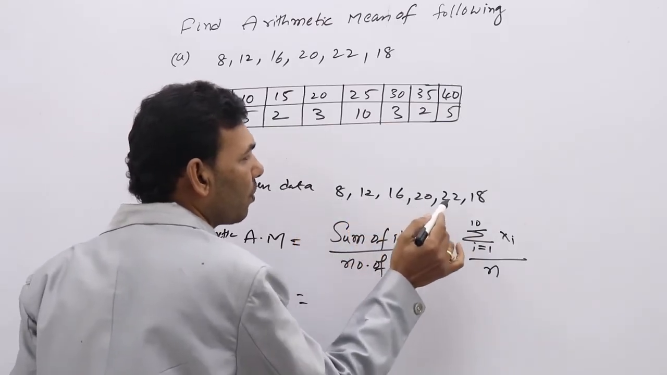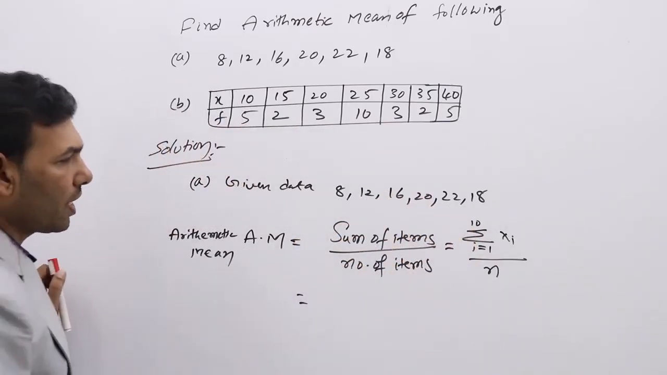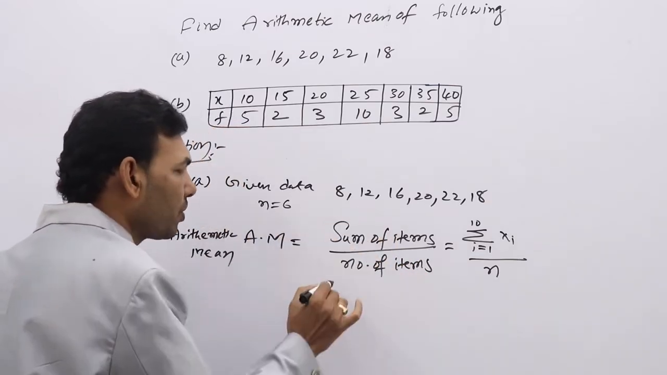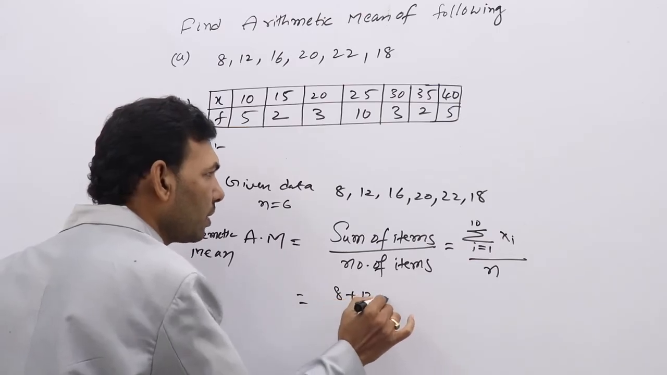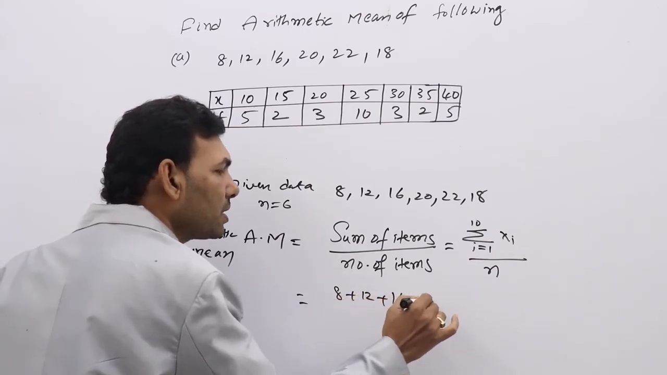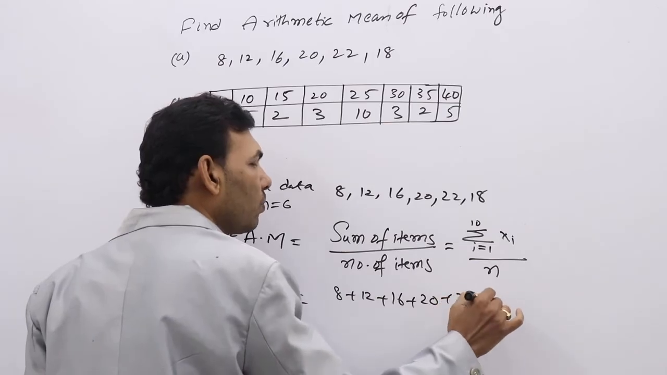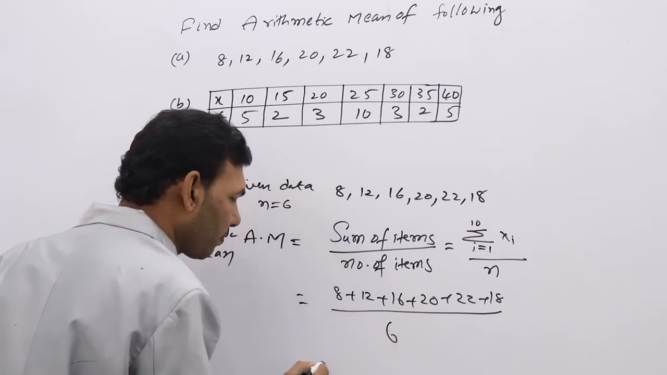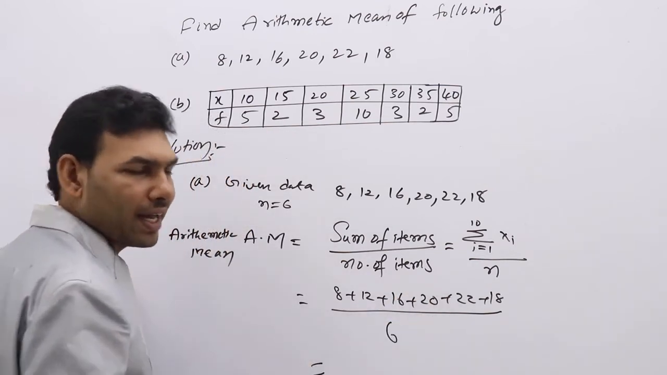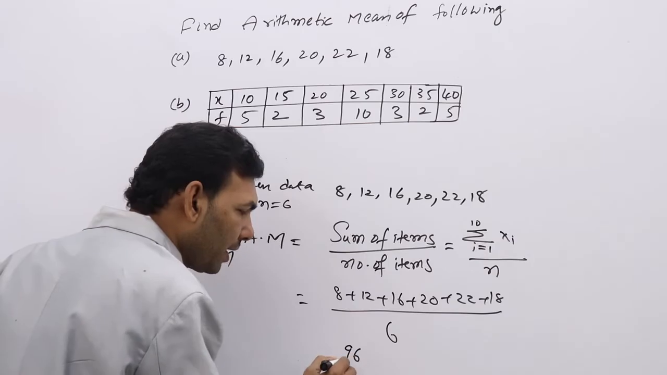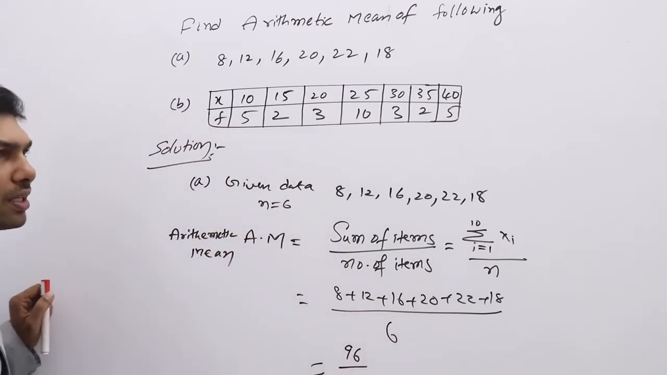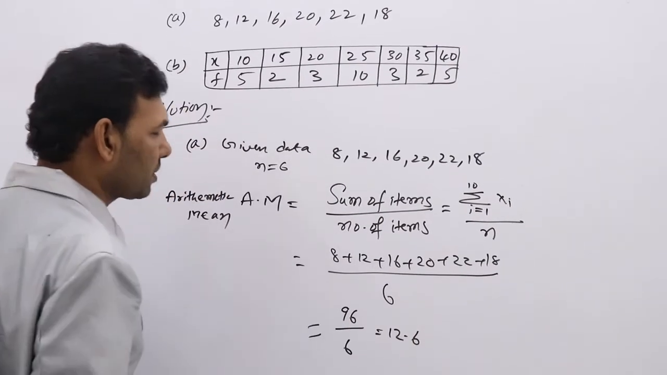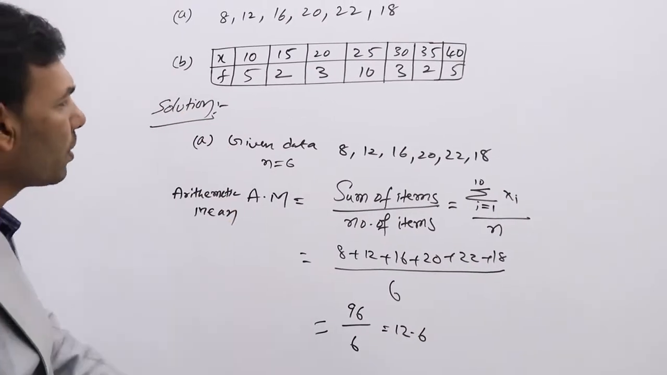Here you can count how many values you have: 1, 2, 3, 4, 5, 6. Six values, so n is 6. Now you need to add all the values: 8 plus 12 plus 16 plus 20 plus 22 plus 18, by the number of values, 6. If you add these using your calculator, you will get 96 by 6. You will get 16 as the average, the arithmetic mean of ungrouped data.